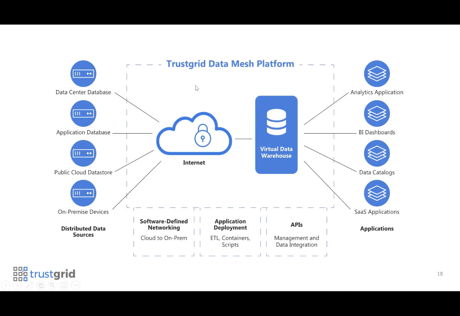Okay, and we do this with really three main feature sets. There's the software-defined networking feature set, right? The encrypted TLS tunnels that are exposing that data on a layer 3 or layer 4 connection, just like VPN has done for years, with all the latest and greatest software and security on top. Application deployment. So this is a piece that we really haven't talked about yet, but has become more and more important to our customers as they've evolved their use of the Trustgrid system.